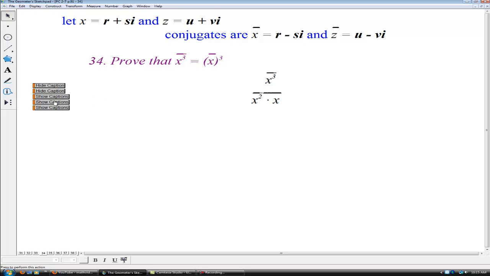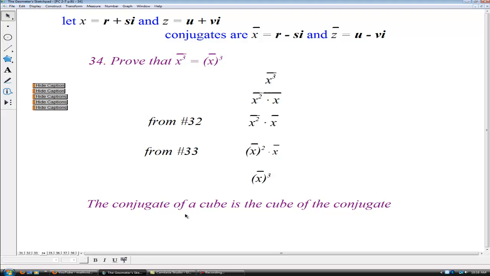Rewrite it as a product. From number 32, we determined that the conjugate of a product is the product of the conjugates. In 33, we proved that the conjugate of a square is the square of the conjugate. And so our conclusion is the conjugate of a cube is the cube of the conjugate.